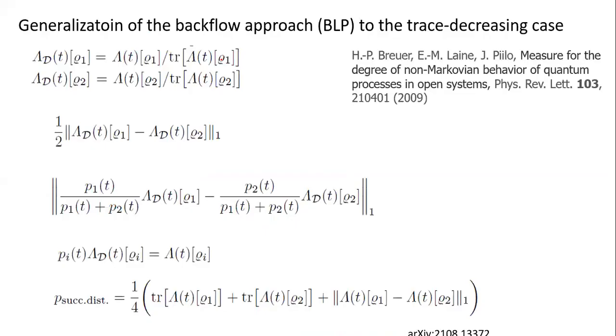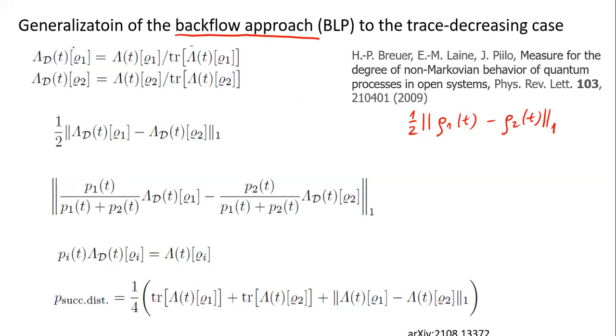Okay, so there is another important quantifier of non-Markovianity, which is based on backflow of information. A great paper by Breuer, Laine, and Piilo discusses a quantity, which is the distinguishability of two states, and if it behaves non-monotonically in time, so there is some increase, it is an indication of non-Markovianity. And this result is valid again for trace preserving maps.